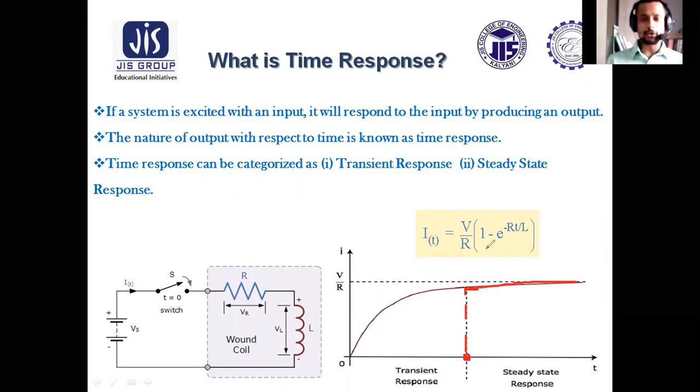Okay, so this part of the response is steady state response, as during this period or during this time the system response becomes steady or constant. So any system response can be divided in two parts. One is transient response, another is steady state response.